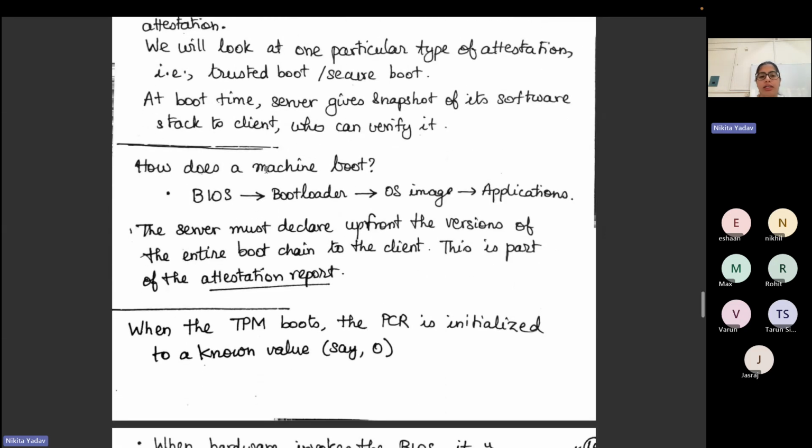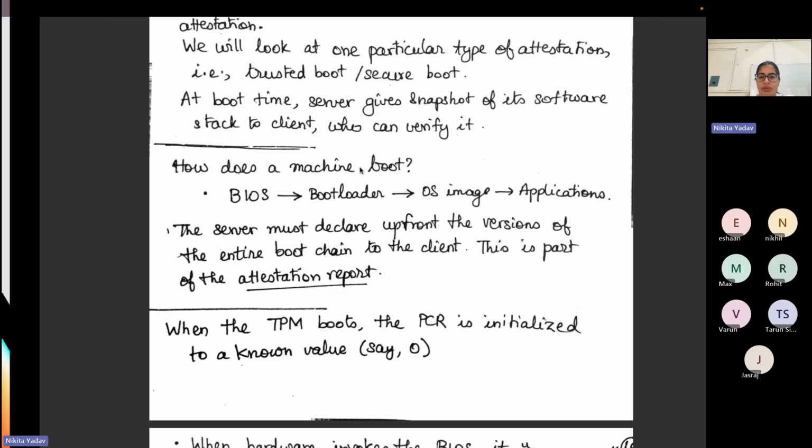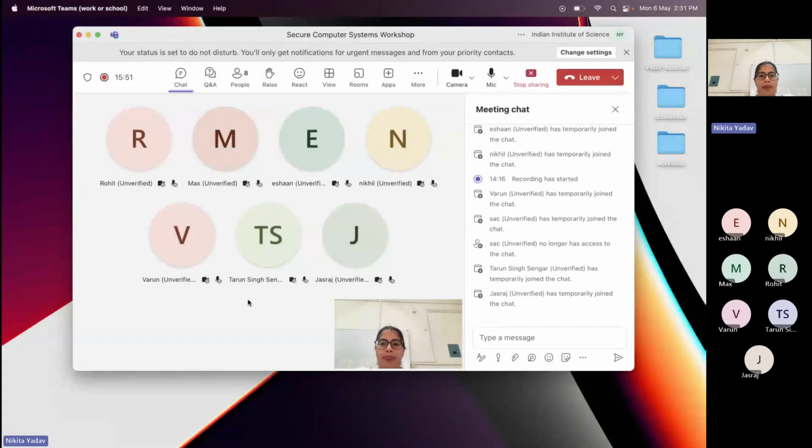So now we will look at the machine boot process and that will become clear. How does a machine boot? Before I go forward, if you have any questions, please let me know.